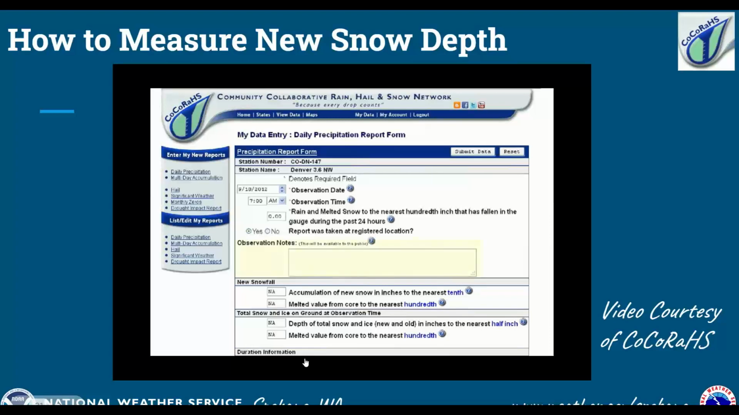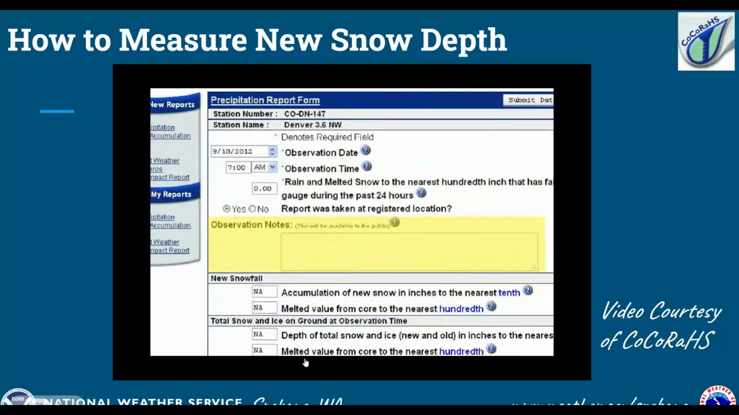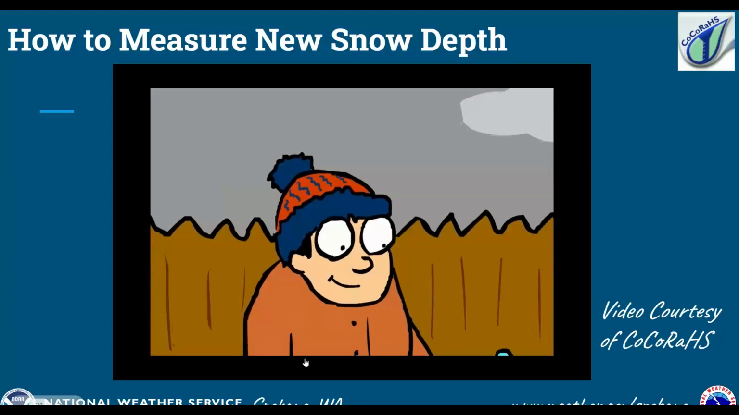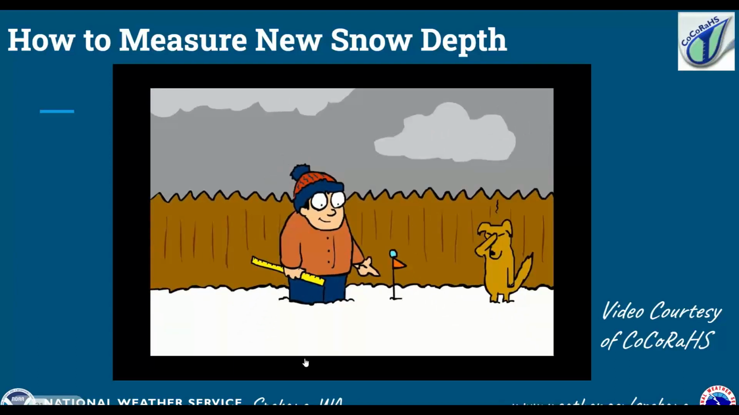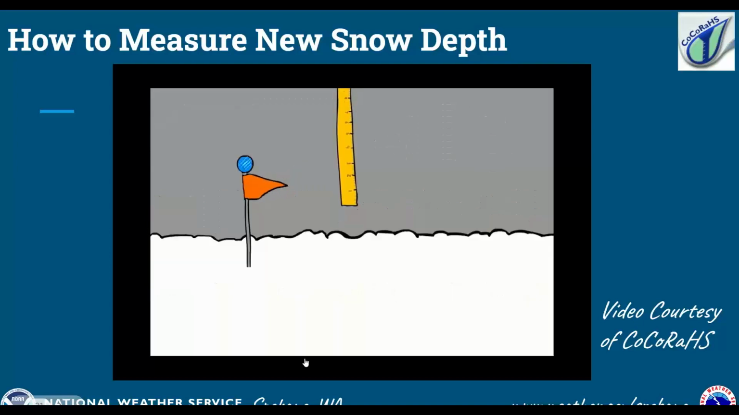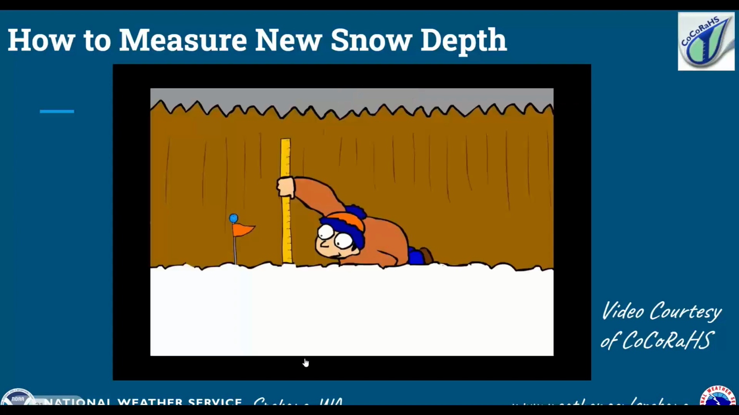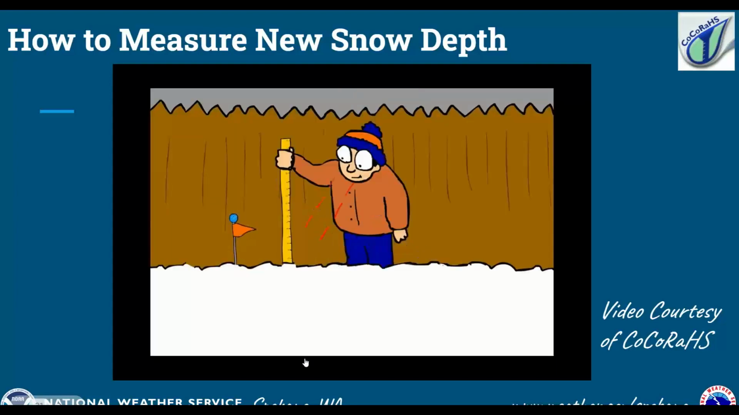You can still provide an estimate of when the snow ended, and you can measure your new snow when you are home. So on the form, there's an area called observation notes, which is a key area to put down the time the snow started and the snow ended. So when you want to measure your snow, you're going to take your yardstick and find where your snowboard is and put it in and measure the snow.